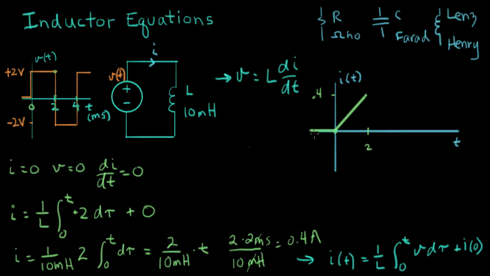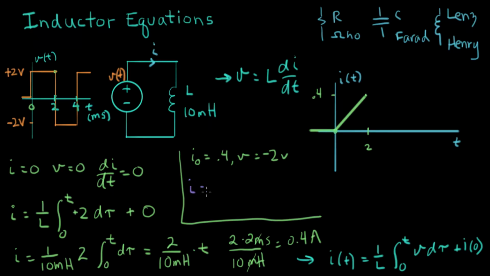Now we're going to switch again. Now we have a new I0. Let's go to a new point here, at 2 milliseconds, where I0 equals 0.4, and we have V equals what? Now it goes to minus 2 volts. Minus 2 volts. So let's use our inductor equation one more time with these initial conditions.